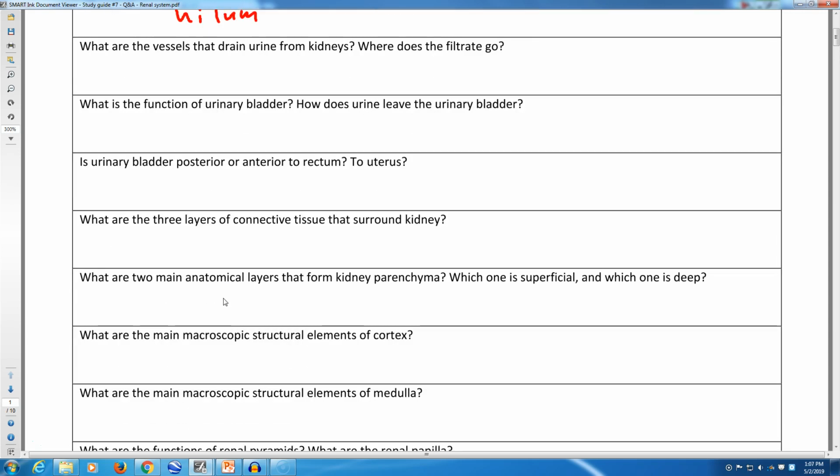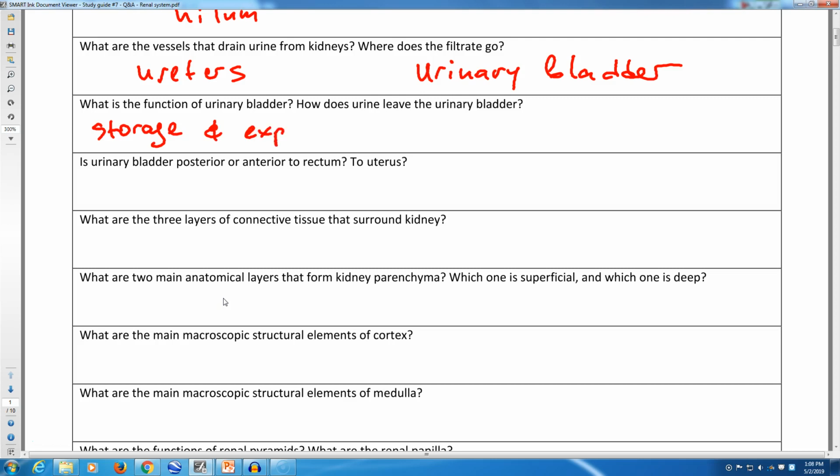Vessels that drain urine are the ureters, into the urinary bladder. Function of the urinary bladder: storage and expulsion. Urine leaves through the urethra. The urinary bladder is anterior to the rectum and anterior to the uterus.